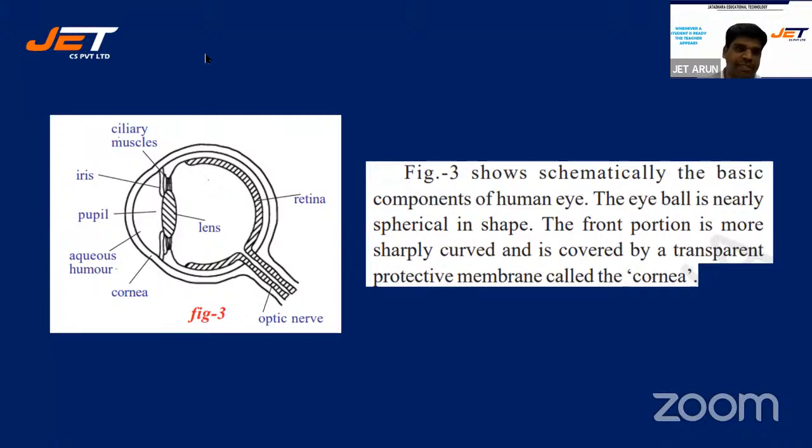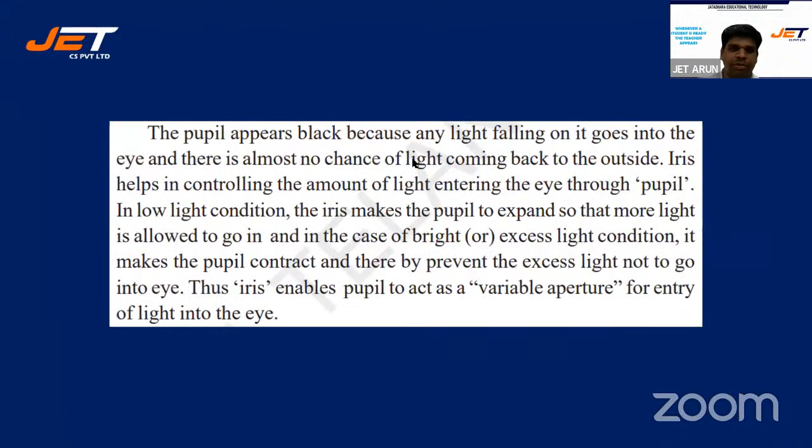All right. And here is a schematic diagram of the human eye with all the necessary parts: aqueous humor, pupil, iris, ciliary muscles, retina, cornea, and optic nerve. The pupil appears black because any light falling on it goes into the eye, and there is almost no chance of light coming back to the outside.